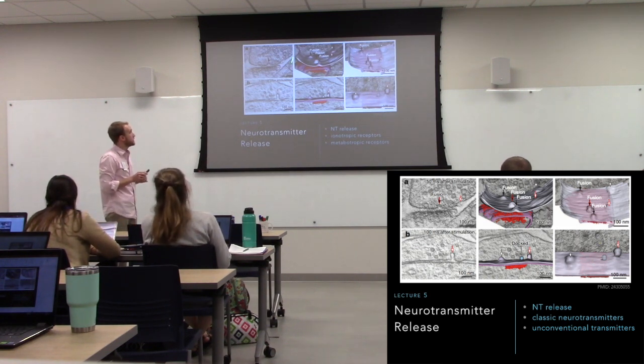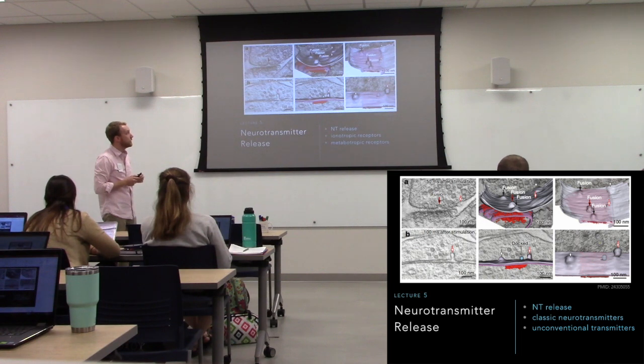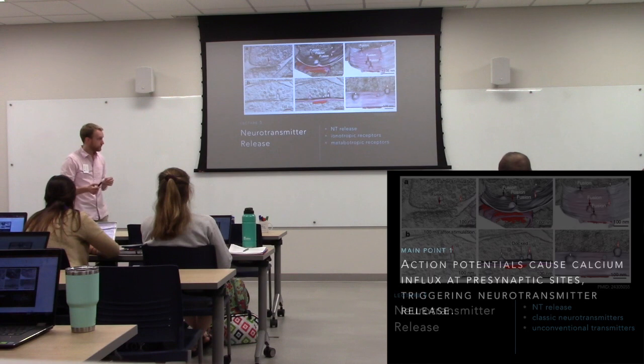We've got our synapse here. We're going to see a little vesicle fusion. That's going to allow neurotransmitter to escape into the synaptic cleft. What happens after that is the topic for next lecture.